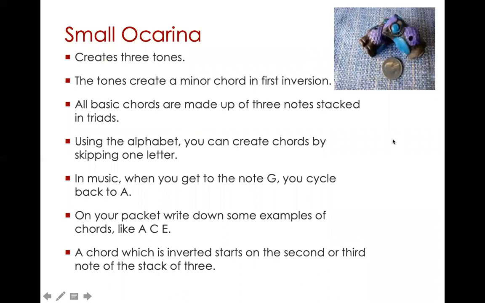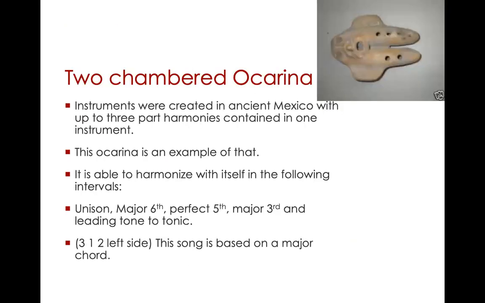So the small ocarina creates 3 tones, and that one was the very high one. Then the two-chambered ocarina is able to harmonize with itself. It creates some of the intervals: unison, major 6th, perfect 5th, major 3rd, and leading tone to tonic.